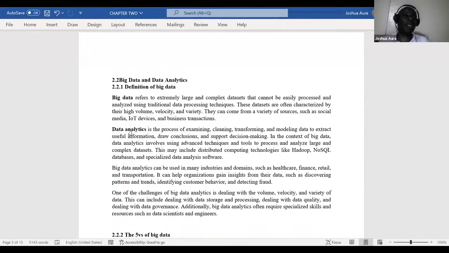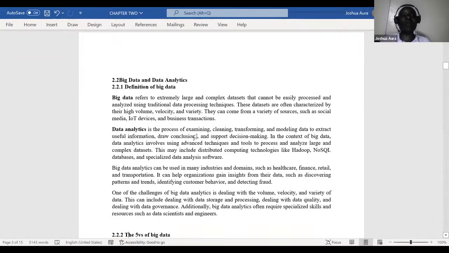The volume is big. They would need very fast processing systems because this involves things which are changing very fast: velocity, speed, variety, various sources. They can come from a variety of sources, such as social media, Internet of Things devices, and the business transactions.